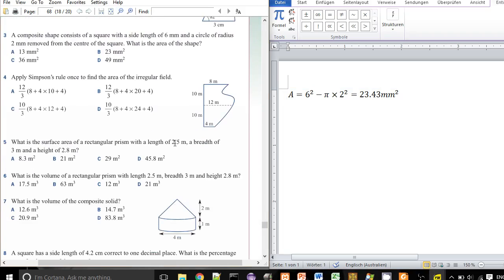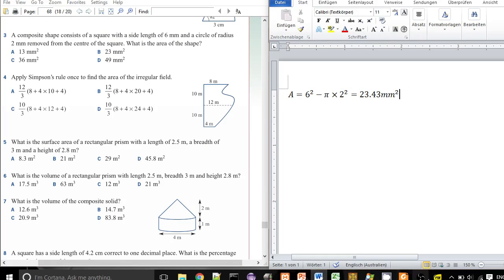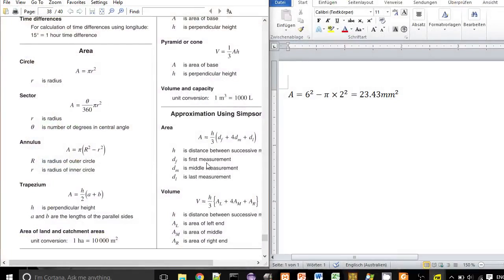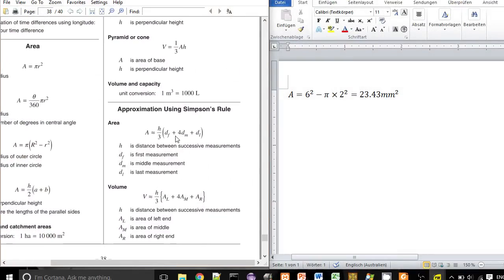Okay, next one, Simpson's Rule. I'll keep encouraging you to use the formula sheet. So Simpson's Rule, there's 2, but they're really the same. We want to use this one. Yeah, so it's just the pattern, FML 141, okay?